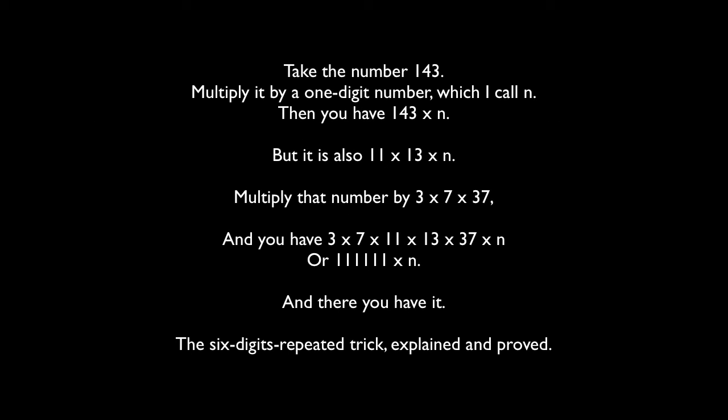Take the number 143, multiply it by a one-digit number, which I call n. Then you have 143 times n. But it is also 11 times 13 times n. Multiply that number by 3 times 7 times 37. And you have 3 times 7 times 11 times 13 times 37 times n, or 111,111 times n. And there you have it. The 6 digits repeated trick explained and proved.